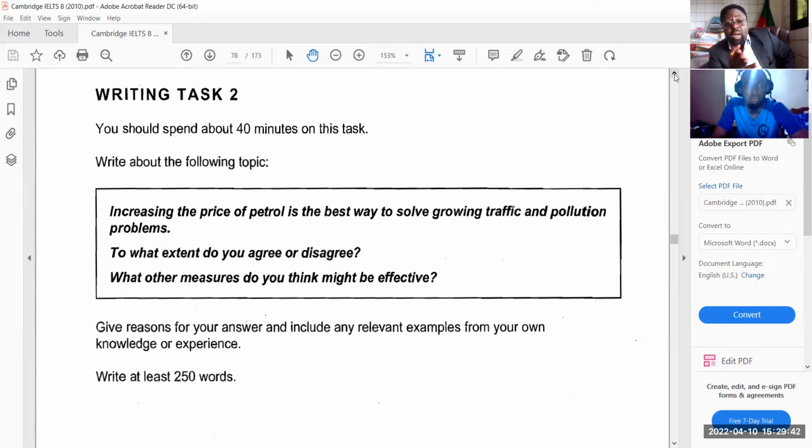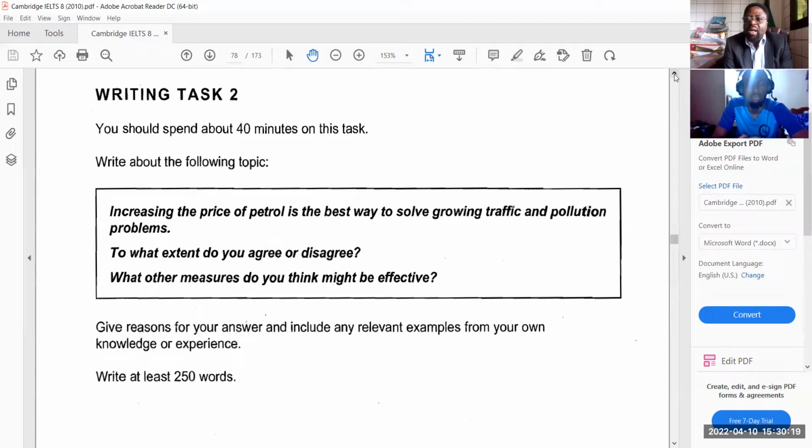It is down to what extent do you agree or disagree? What other measures do you think might be effective? So they don't want you just to limit yourself to talking about increasing the price of petrol. Give other measures to reduce growing traffic and pollution. You can say that they need to increase taxes on cars. Or they need to ban cars that are more than 10 years old.